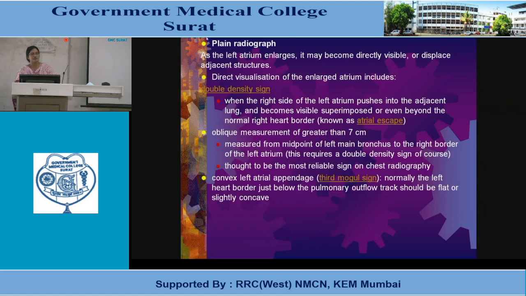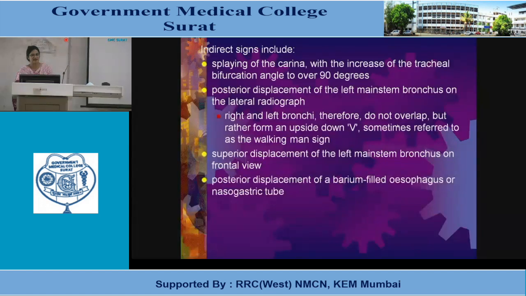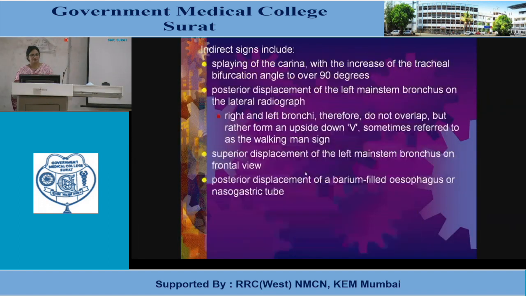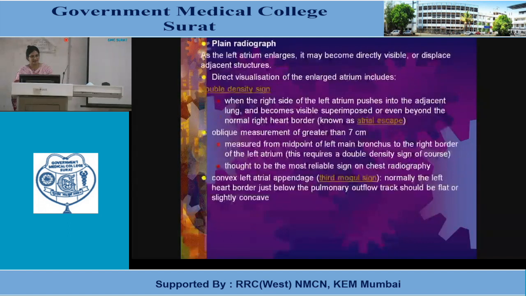Now how do you directly visualize the enlarged atrium? Because of a double density sign. When the right side of the left atrium pushes into the adjacent lung and becomes visible, superimposed or even beyond the normal right heart border, it is known as atrial escape. So this is the double density sign, where the left atrium is projecting much beyond the right heart border, known as atrial escape.